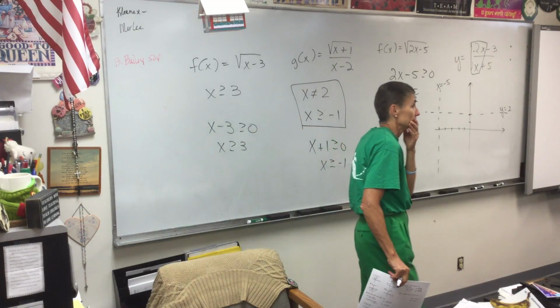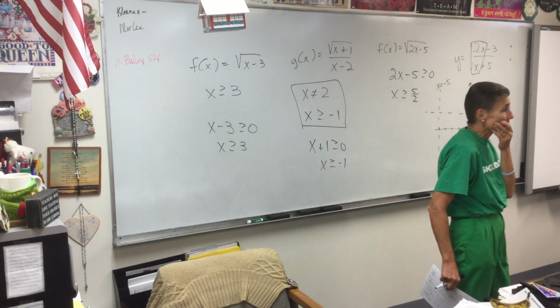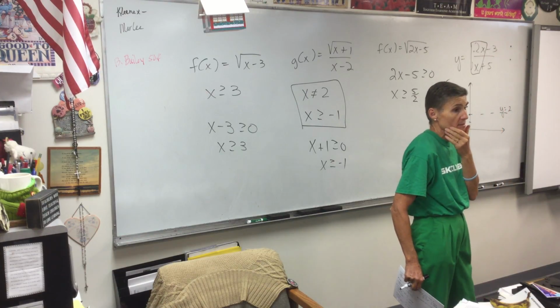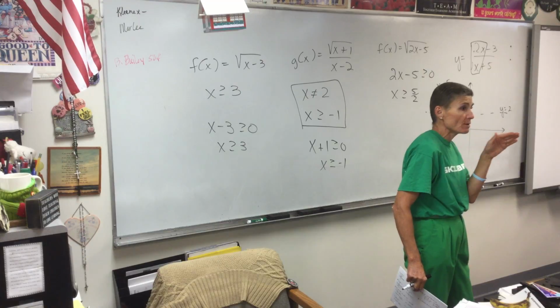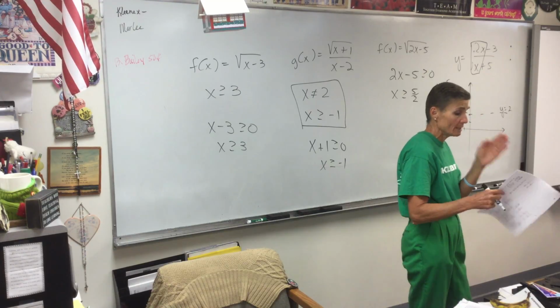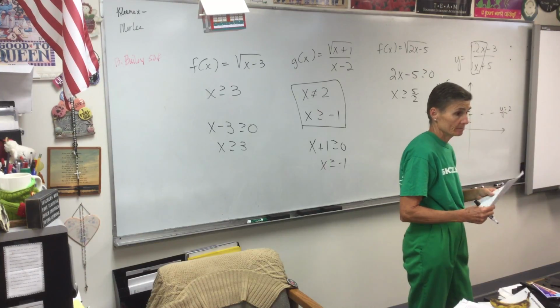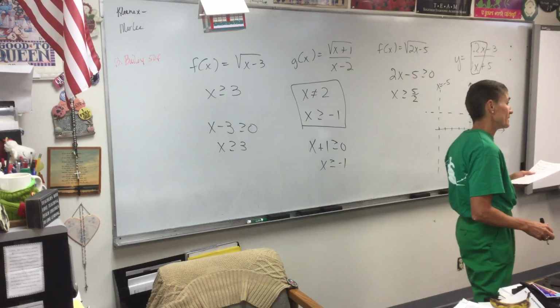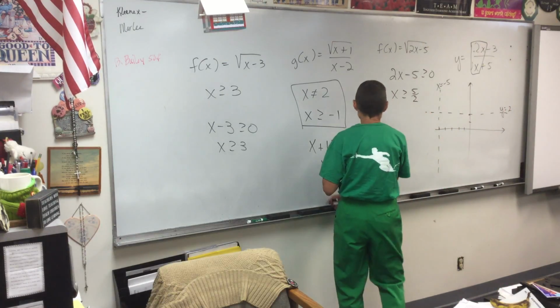D. X cannot equal -6. There's no greater than, there's no radical, it's just x cannot equal -6. Right? Alright, now number 2, find the implicit functions.